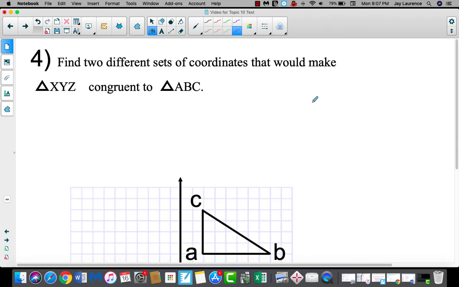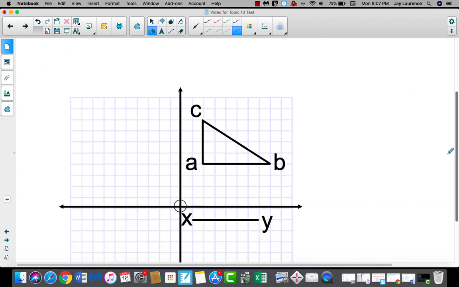Okay, here comes the last problem. It says find 2 different sets of coordinates that would make triangle XYZ congruent to triangle ABC. So let's take a look at it. Here's AB and here's C. Now, I notice right off the bat that triangle ABC has a base, side AB, of 1, 2, 3, 4, 5, 6 units long. Okay, well, XY is 1, 2, 3, 4, 5, 6 units long.